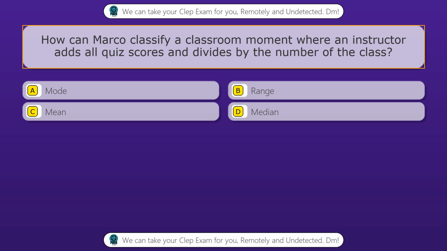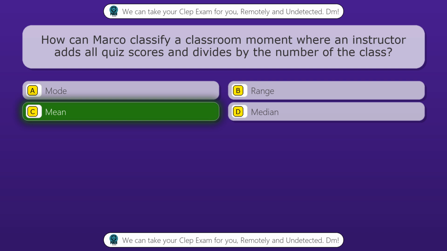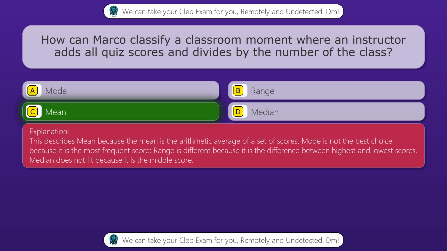Option A, mode. Option B, range. Option C, mean. Option D, median. The correct answer is option C, mean. This describes mean because the mean is the arithmetic average of a set of scores.